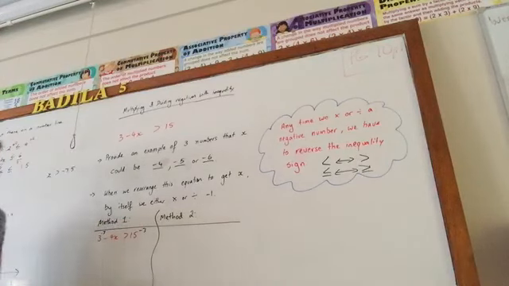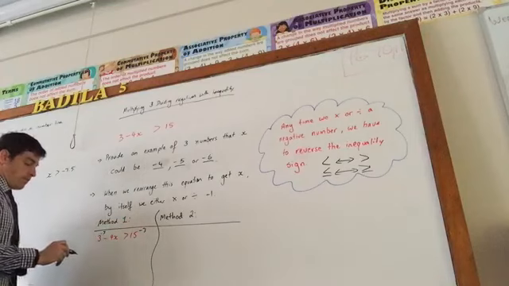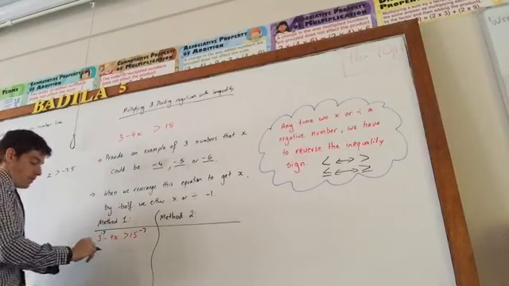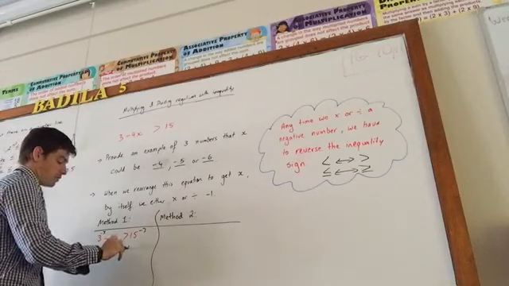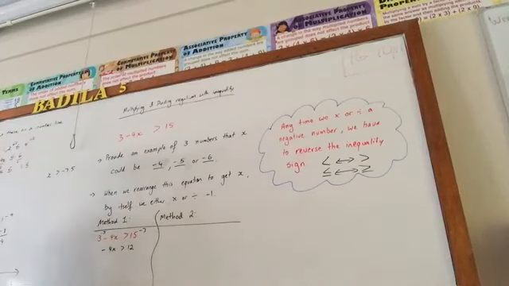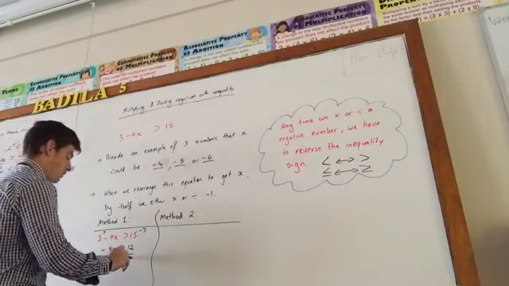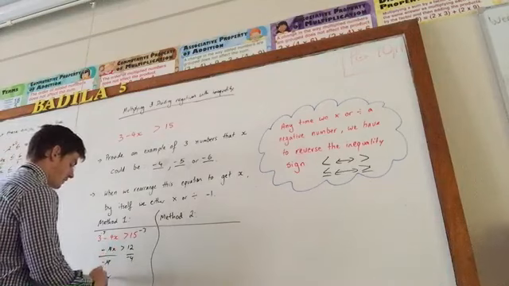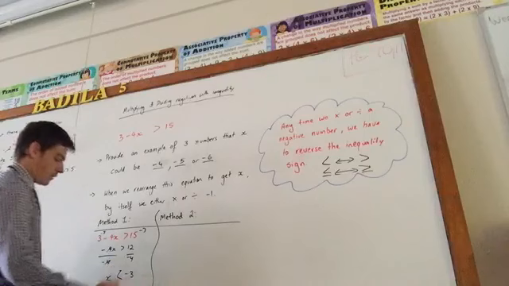What am I left with on the left-hand side? Thanks, Connor. Negative 4x is greater than 12. What do I do now? Thanks, Pat. I divide both sides by negative 4, and I'm left with x is less than negative 3. Very good.